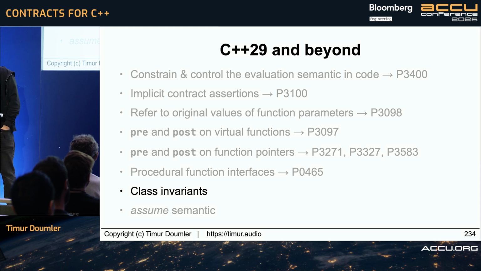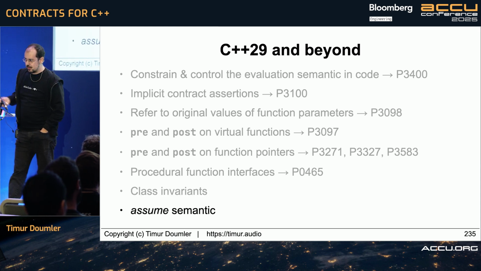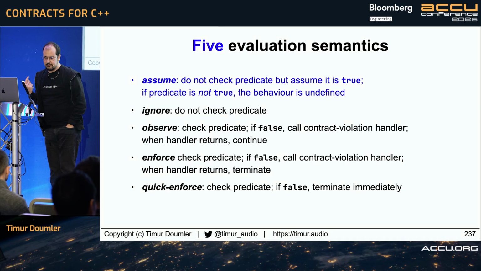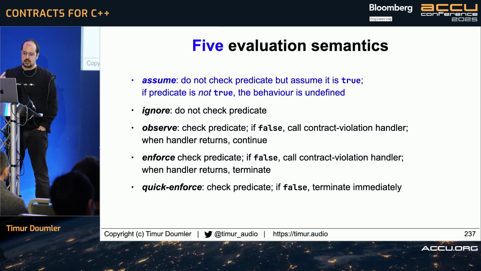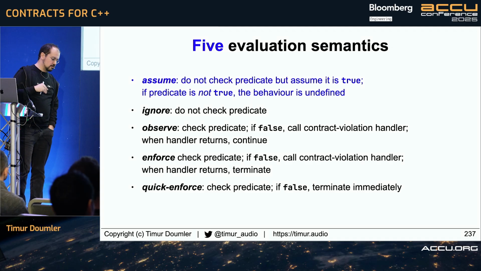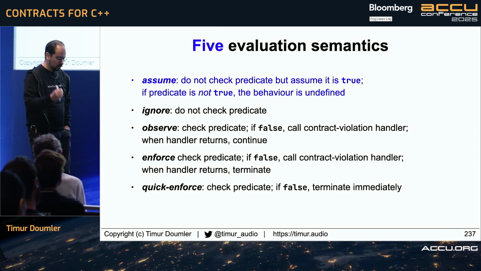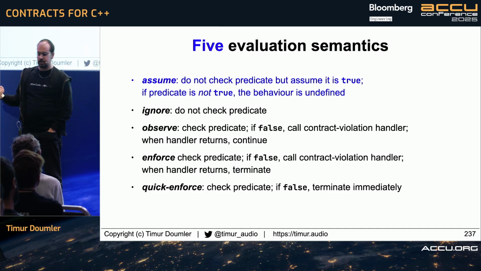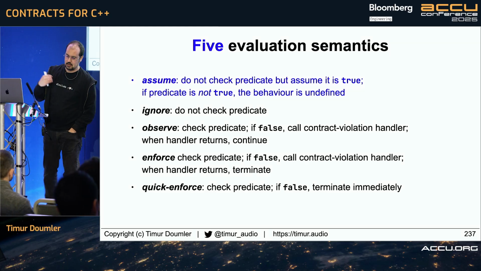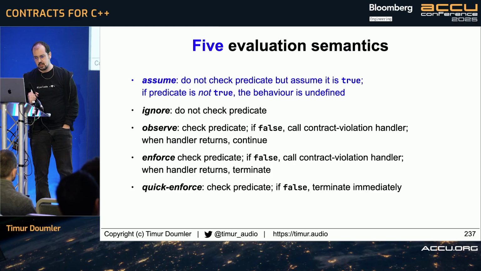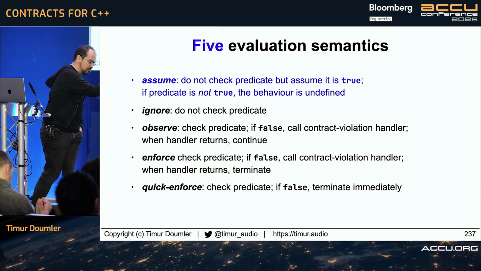Last one is the assume semantics. I was talking about 4 evaluation semantics. Actually, there are 5. There is this one, which is like ignore, but actually the compiler assumes that the predicate is true and optimizes on that assumption, which gets you faster code gen in many cases, which is great for performance, great for low latency and real-time stuff. But also, if you mess it up, it adds more UB to the language.